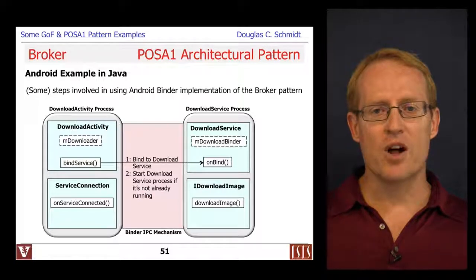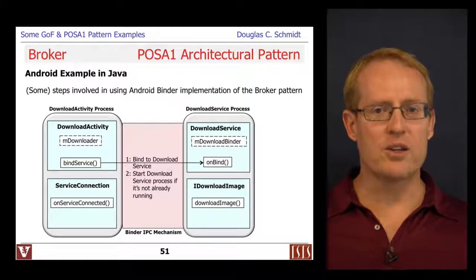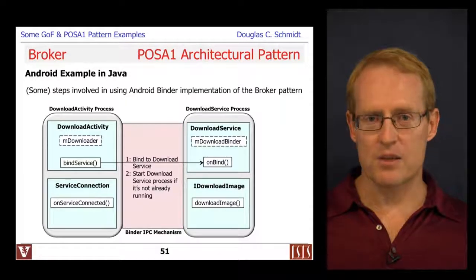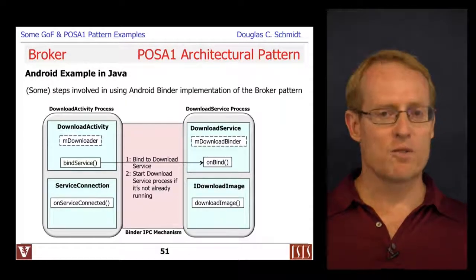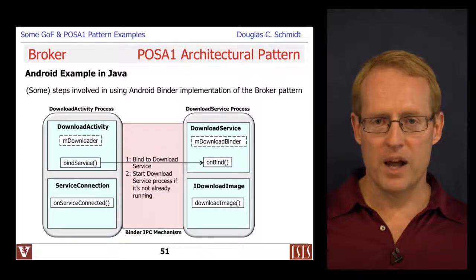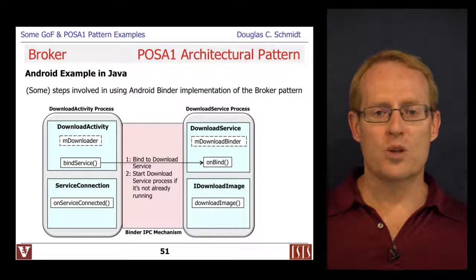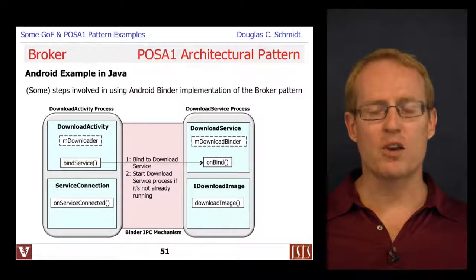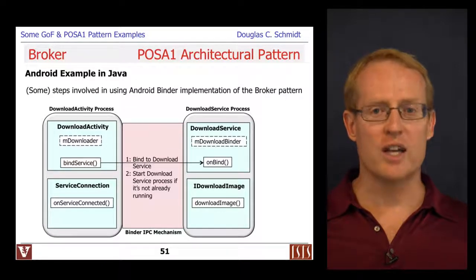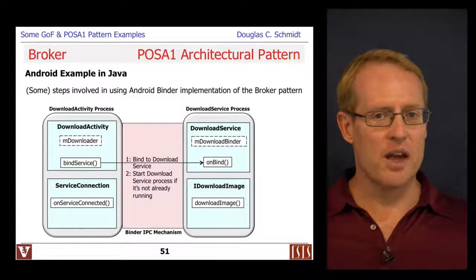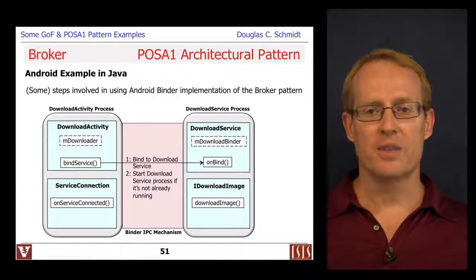The bindService call talks to the binder, which checks to see if the remote service process is already running. So for example, in our case, we have the download activity invoke the bindService call, which calls the binder, which in turn launches the download service process if it's not already running. And it then goes and calls a method on the service called onBind.